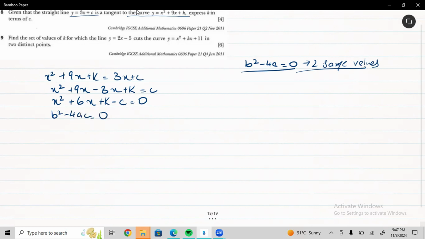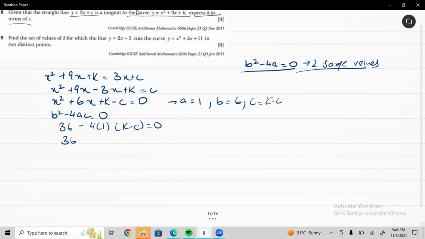Now the thing is, what's a? a is equal to 1, b is equal to 6, and c is equal to k minus c as a whole. So we would get b squared minus 4ac equals 0. So 6 times 6 is 36 minus 4 multiplied by 1 multiplied by k minus c is equal to 0. Now we have to express k in terms of c.